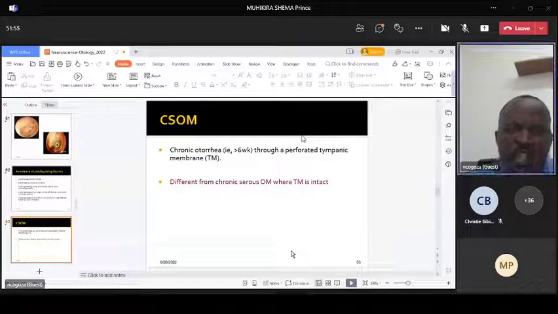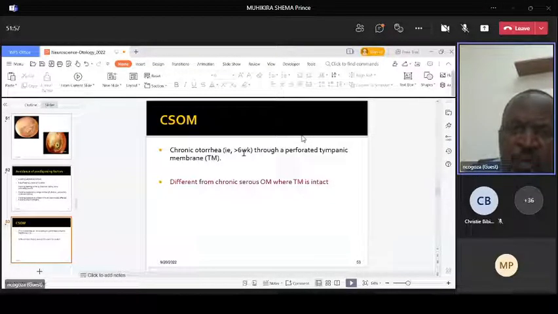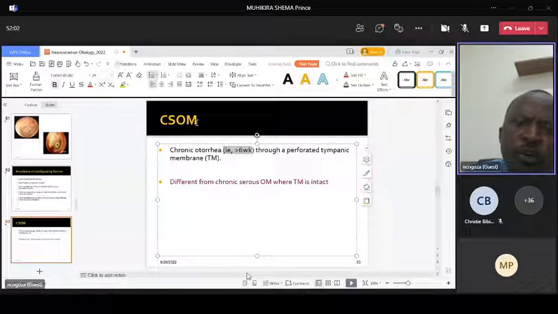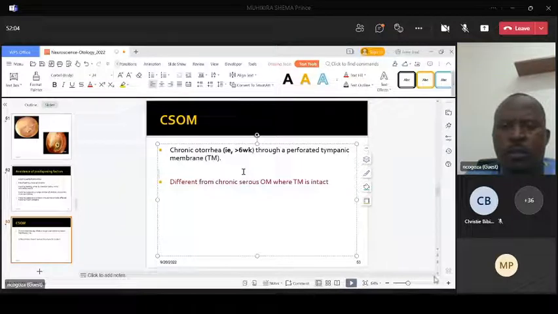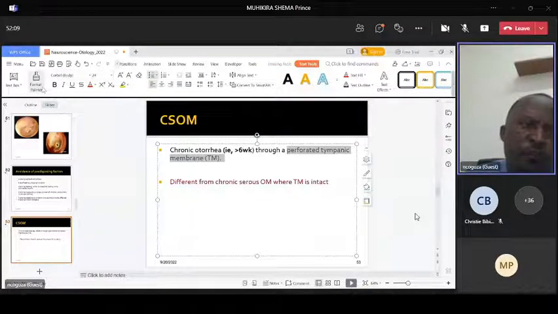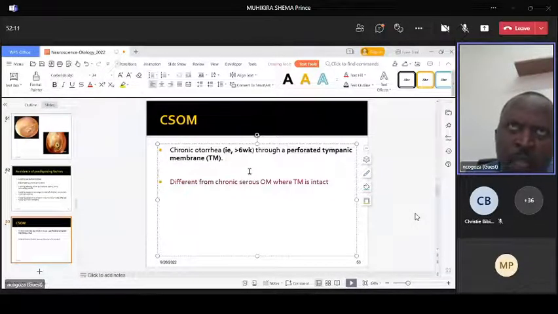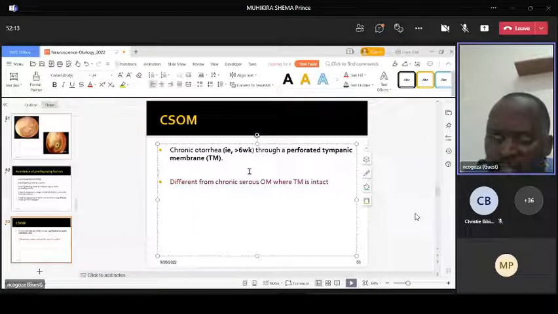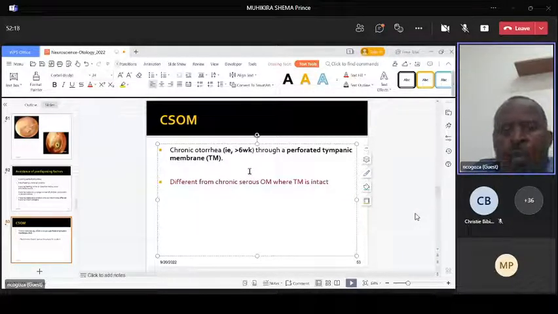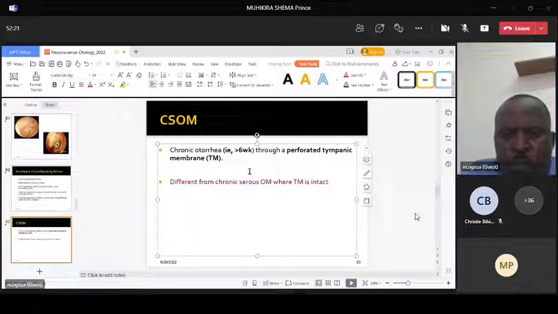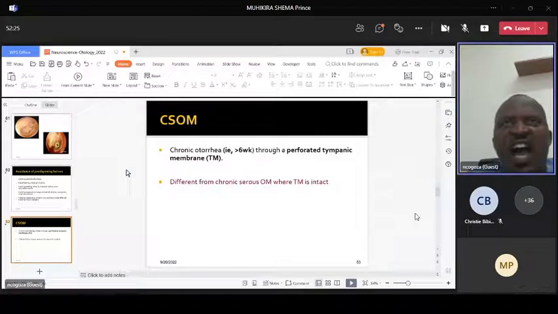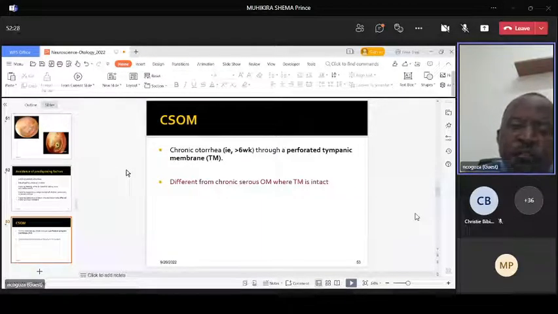So what you have to understand is that chronic suppurative otitis media is when there is infection for more than 6 weeks, and there is also a perforation of the tympanic membrane. For the previous otitis media, the acute and the otitis media with effusion, there was no perforation. But here we have a perforation and purulence for 6 weeks.